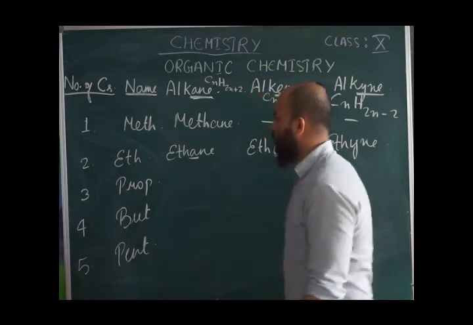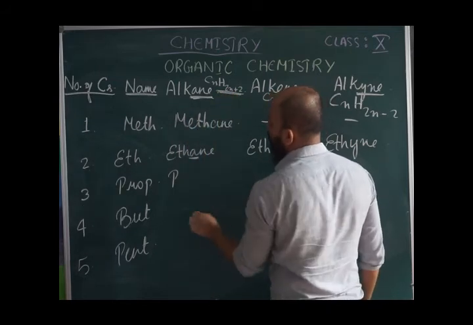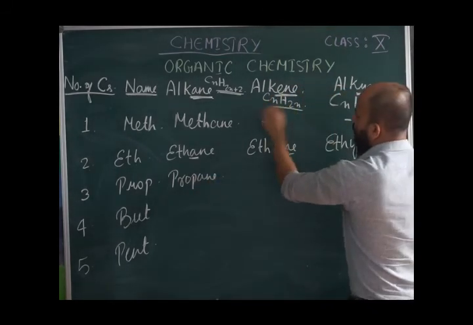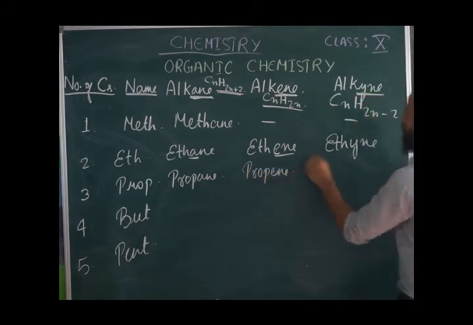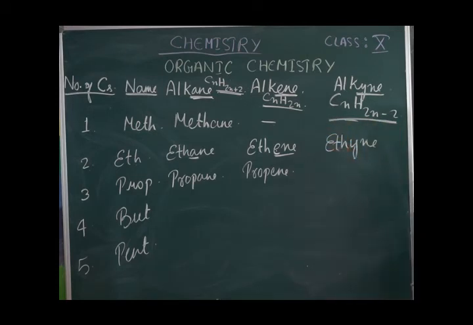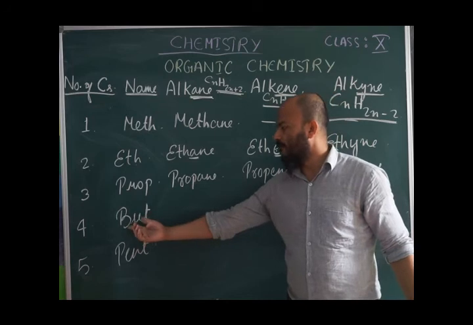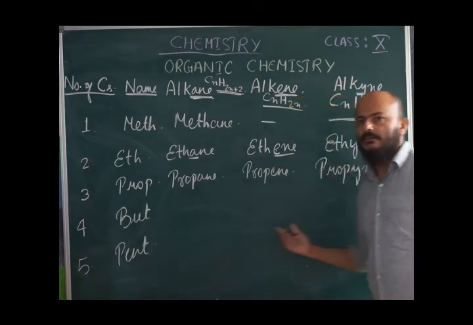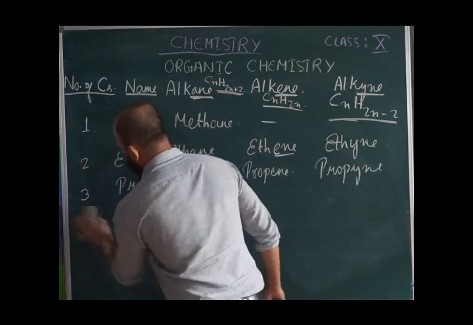Please don't forget that. With prop, if it satisfies this general formula of alkane, then it is propane. And if it satisfies the general formula of alkene, that is CnH2n, then it becomes propene. And if it satisfies the general formula CnH2n-2, then it becomes propyne. Let's take one example. These two you can do easily if you remember. Similarly butyne, pentyne. Okay. So let's take one particular example and see for your better understanding.